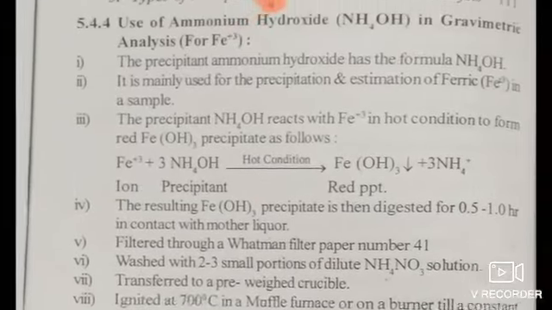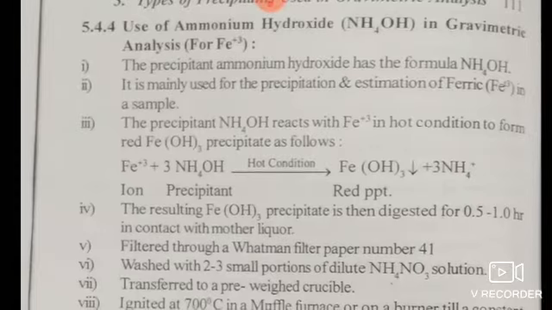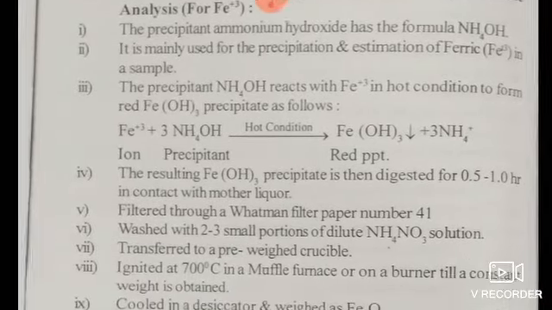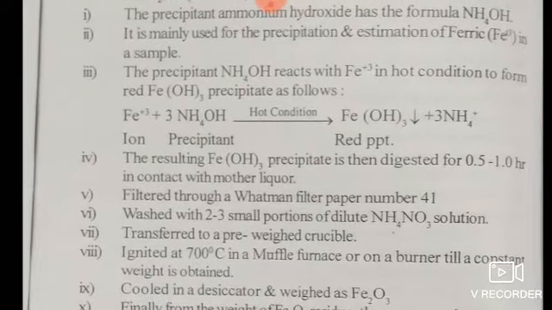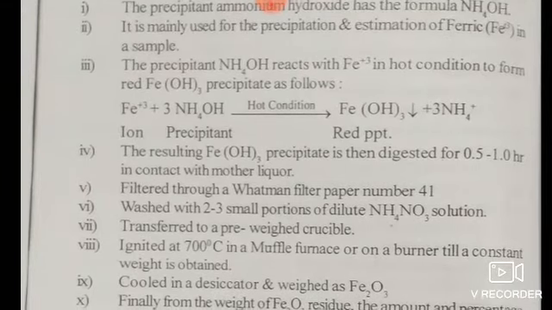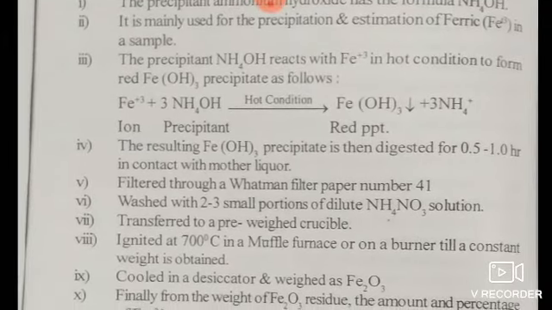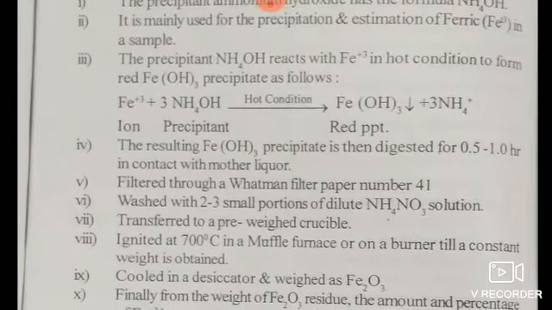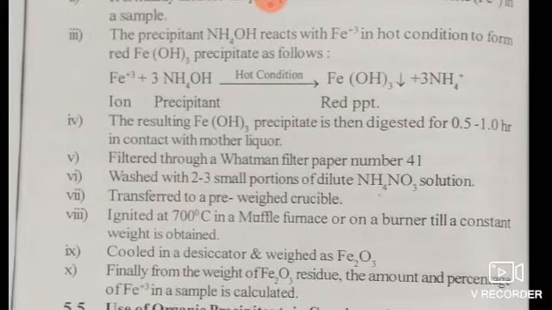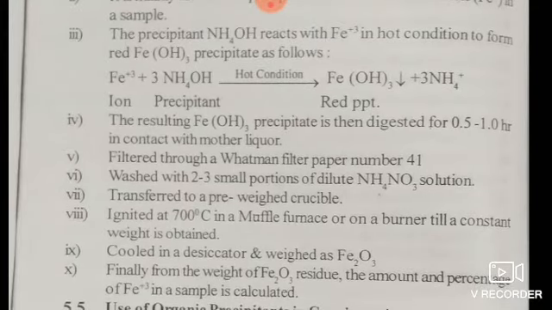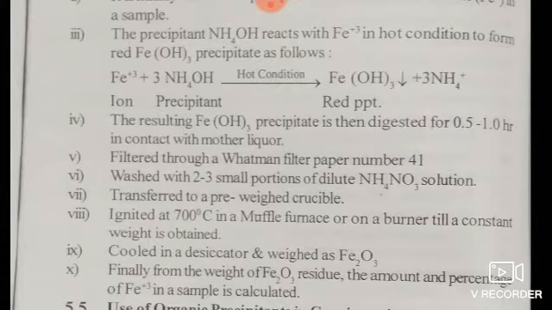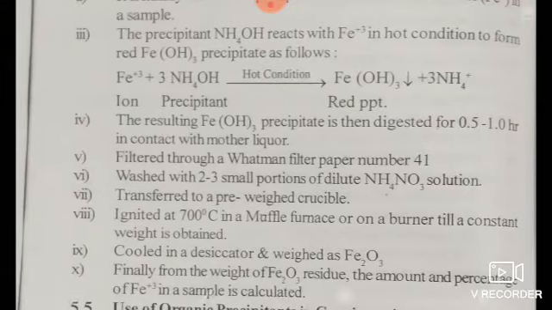So the precipitant is ammonium hydroxide, which has the formula NH4OH. It is mainly used for the precipitation and estimation of ferric ion in the sample. The precipitant ammonium hydroxide reacts with Fe+3 ion in hot condition to form a red Fe(OH)3 precipitate as follows. Fe+3 plus 3 NH4OH, in hot condition, gives Fe(OH)3 plus 3 NH4+.